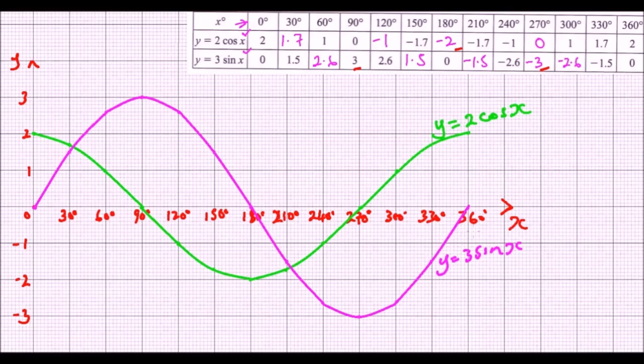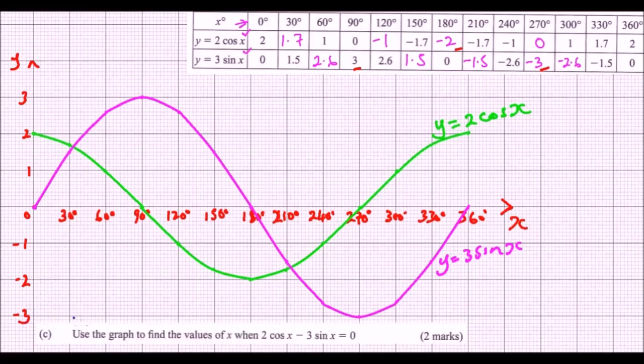We now move to part C of the question and answer the questions. So this is part C of the question. Use a graph to find the x when 2 cos x minus 3 sin x is equal to 0. If we take minus 3 sin x to the right hand side, we will have 2 cos x is equal to 3 sin x. So for us to get the solution to this, it means we need the values where the two graphs are equal or they cross each other.